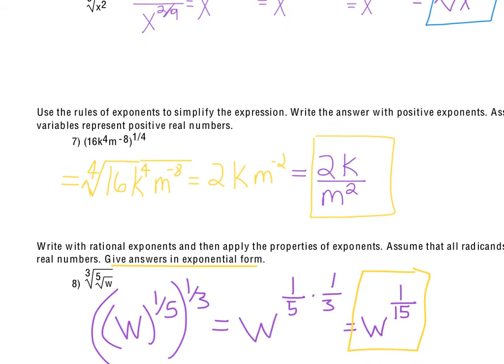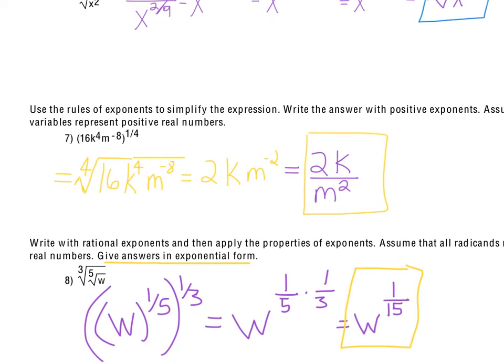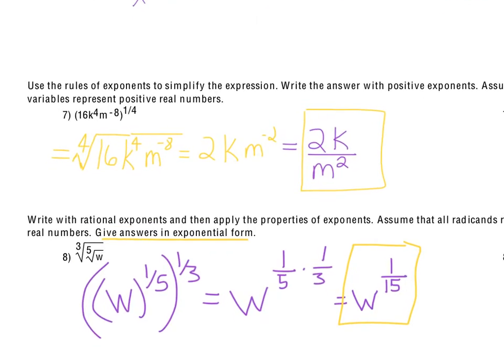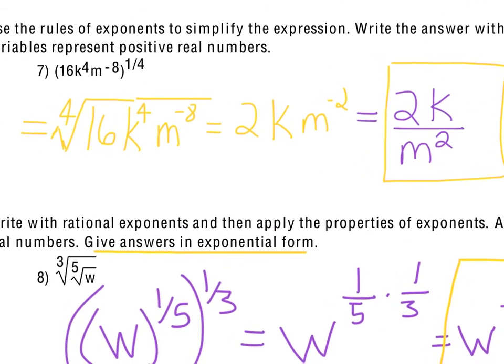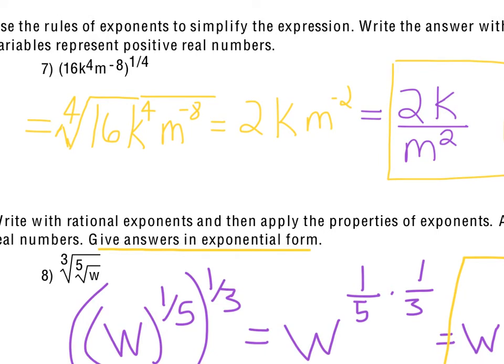Here, again, using rules of exponents to simplify, write the answer with positive exponents, assume variables represent positive real numbers. One way to look at this one is to change from the exponents to a radical. So the 1/4 power would be the same as the 4th root. And then we just have the 16, the k to the 4th, and the m to the -8th. And you could deal with this negative exponent here or later. At this point, I just decided to keep the negative exponent.